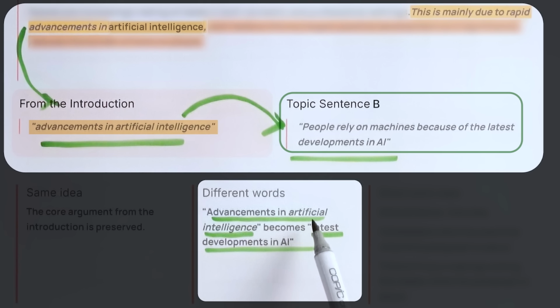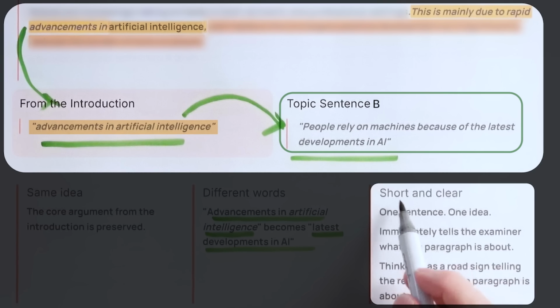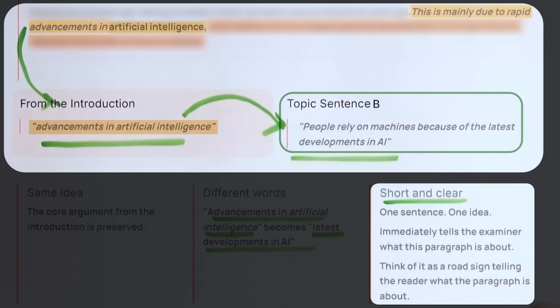And don't worry about changing artificial intelligence to AI. Some people think that that's not academic. If it is very common and 99% of the world that speaks English would be able to understand what that means, then it's fine to use that shortened version of it. And is it short? Is it clear? It's one sentence, one idea. It immediately tells the examiner what the paragraph is about.